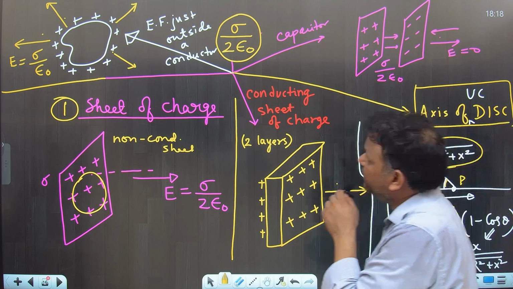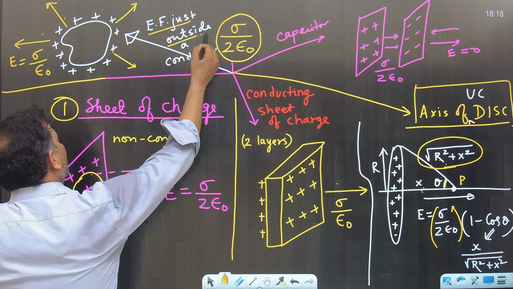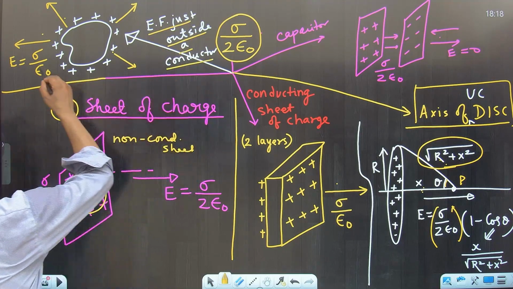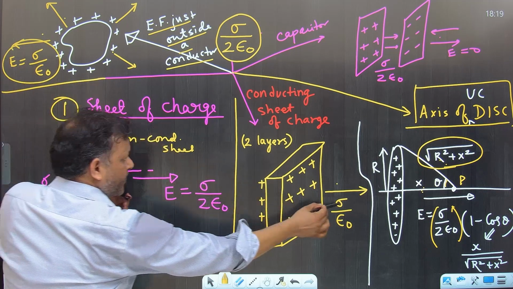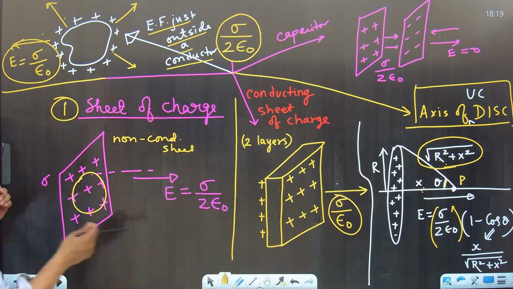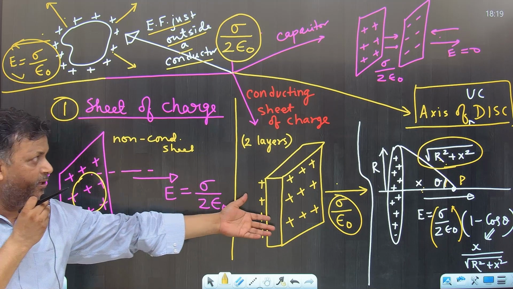You can get this term somewhere else, electric field just outside a conductor. It is sigma by epsilon, not sigma by 2 epsilon. You can see that these two results are the same, sigma by epsilon here and sigma by epsilon here. Actually they are the same. Electric field just outside the conductor is always sigma by epsilon 0, either in this shape or in this shape.